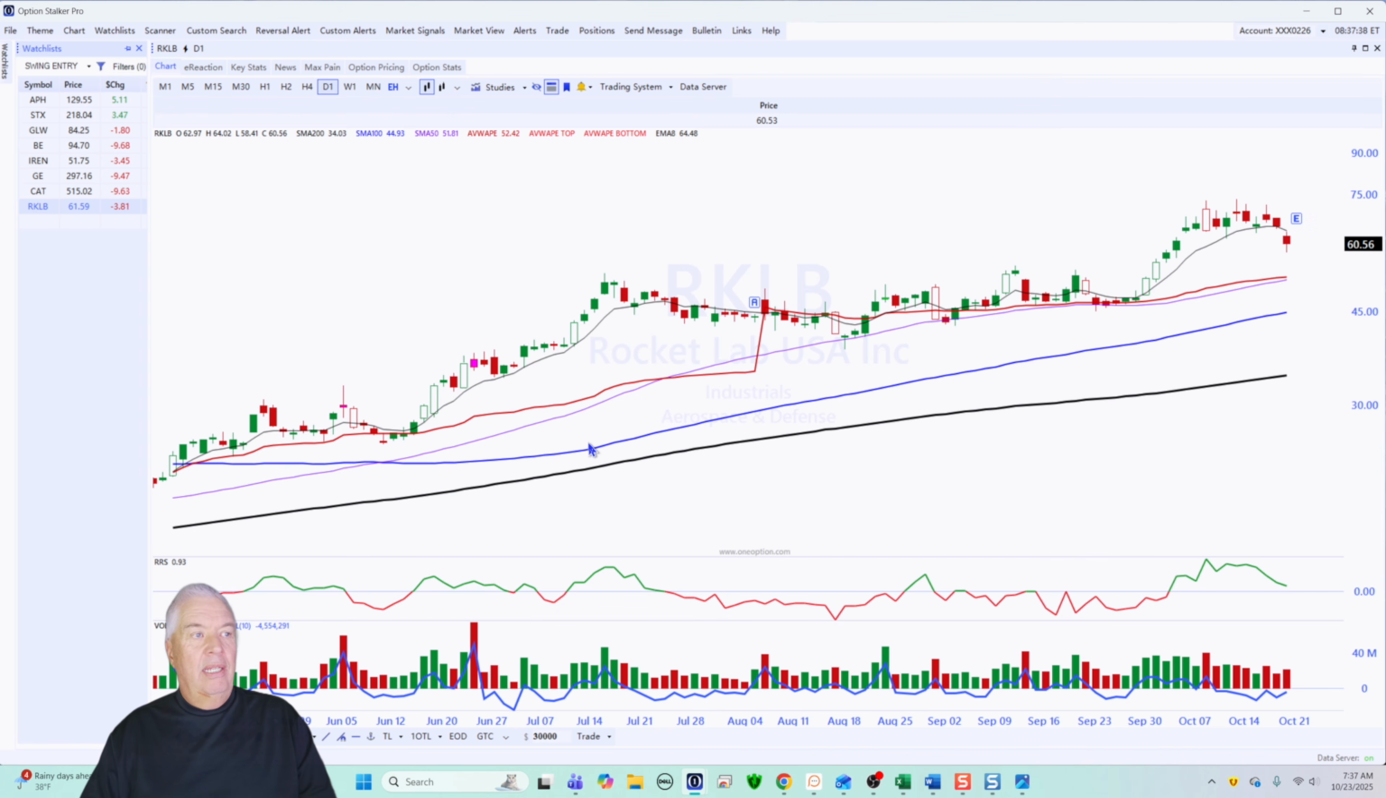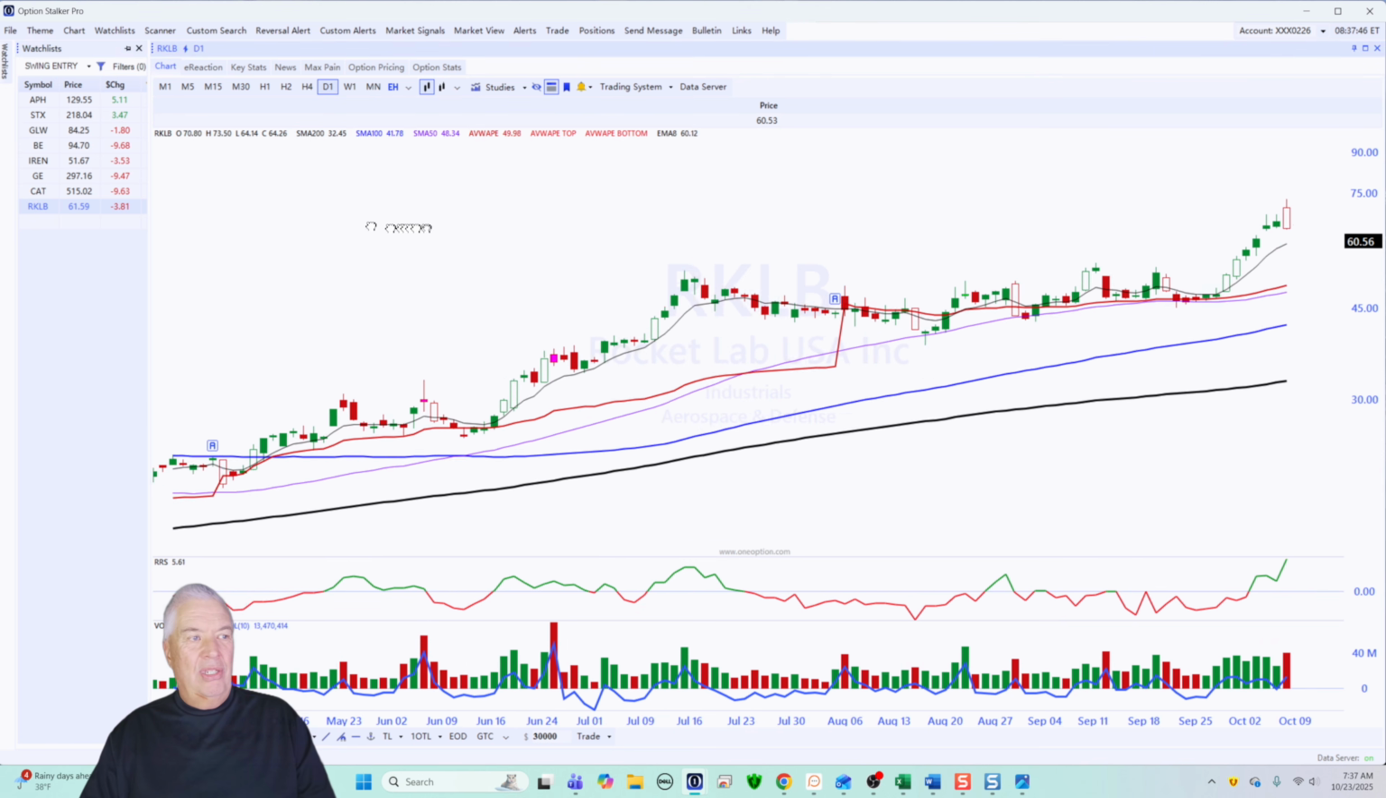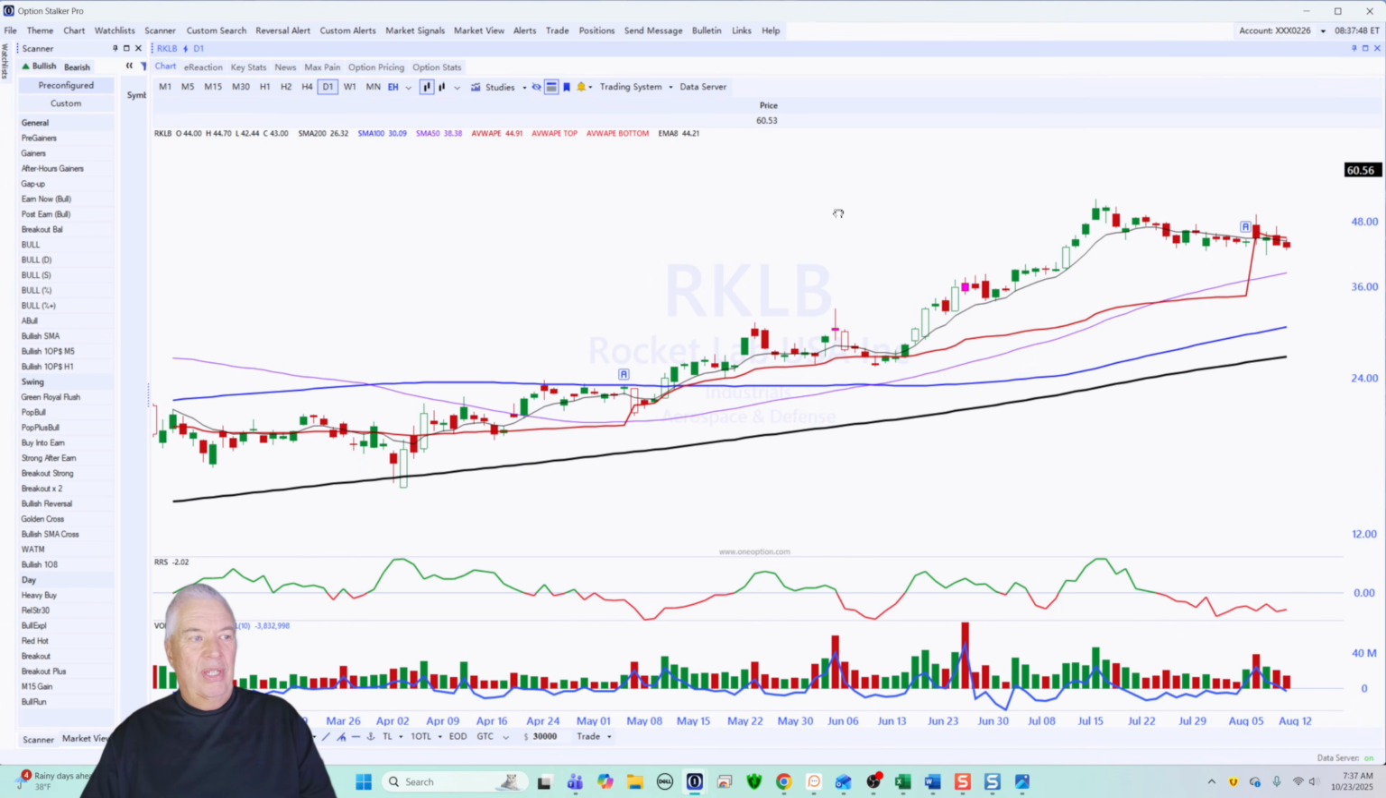And then finally, Rocket Lab. Okay, Rocket Lab, what did it do? It got through this horizontal resistance, wasn't really around earnings, not much of an earnings reaction in here, so not super interesting. Nothing great, but yes, some steady price action.